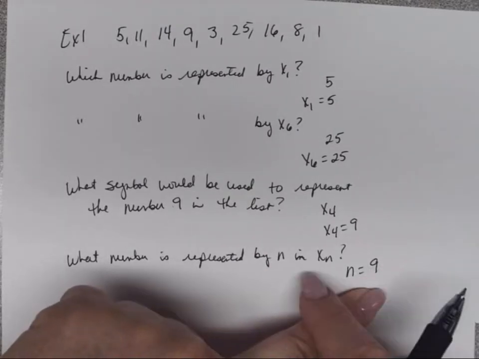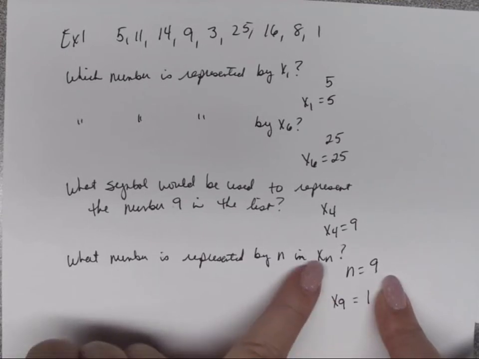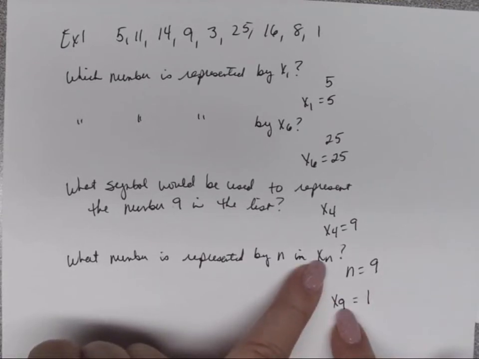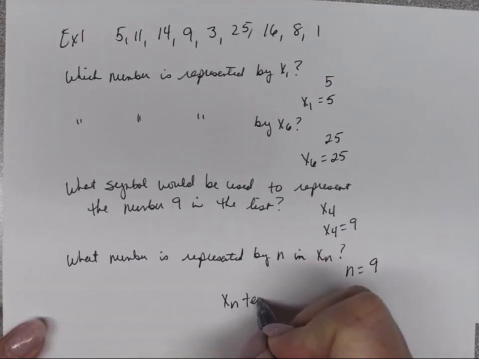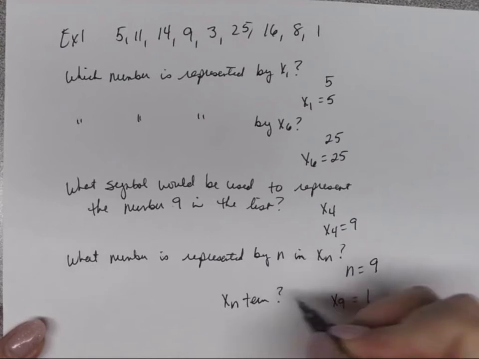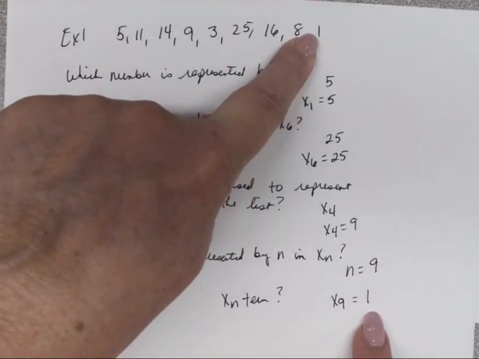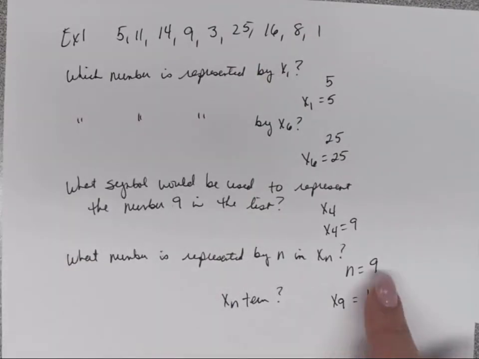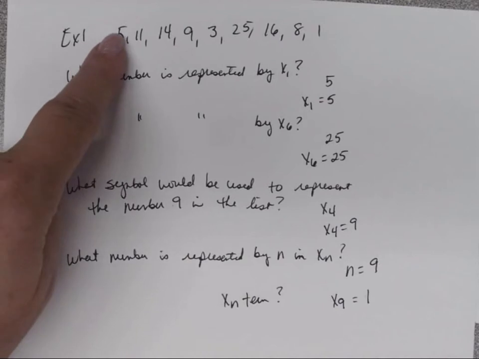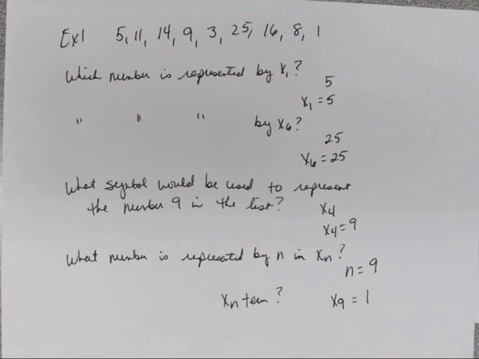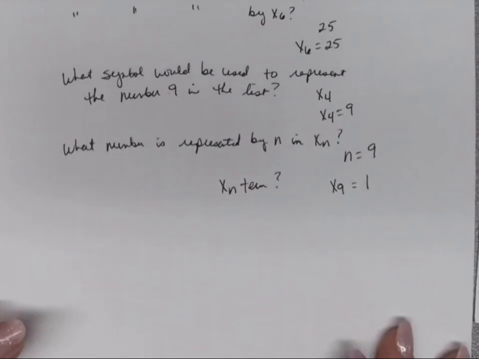Notice the difference. When they're asking for the n is equal to 9 versus looking for the x sub nth term. The x sub nth term, let me write that, is going to be x sub 9 because it's the ninth term, which is equal to 1. So these are not the same, so make sure you pay attention to the question. If they're just looking for the n, count how many numbers there are, and the n is equal to 9, okay? All right, let's look at example 2.